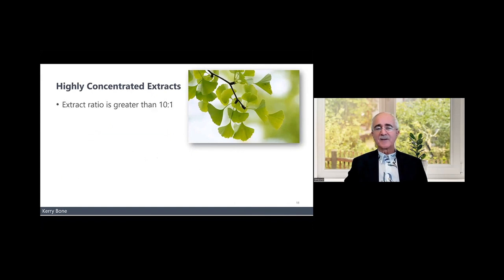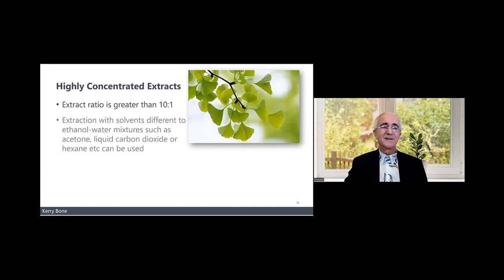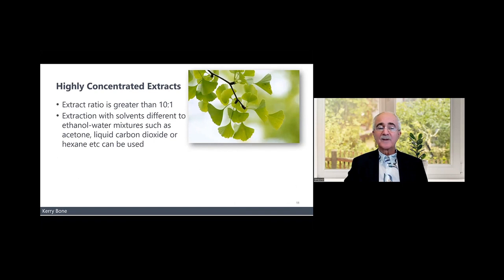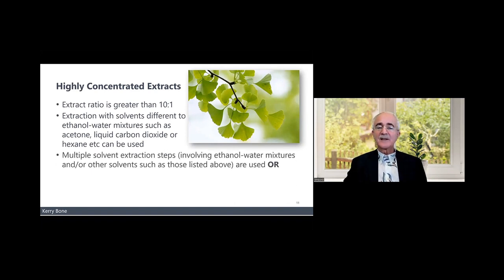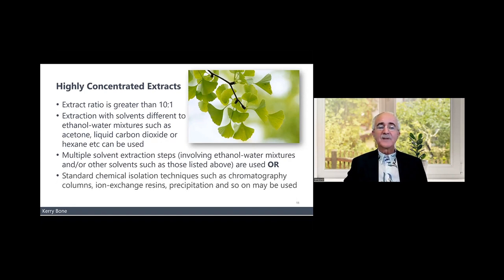Then we have the highly concentrated extracts, and you can see from my image there, ginkgo biloba is one of those. And here the extract is usually much greater than 10 to 1. They're extracted often with solvents, not necessarily, but solvents different to ethanol water mixtures. Unlike the galenical type standardized extracts, for which it's ethanol and water, they might use acetone, liquid carbon dioxide, or hexane if it's more essential oil-like, for example, or more fatty-like. Additionally, they will employ multiple solvent extraction steps involving ethanol water mixtures or the other solvents listed above, or they will use standard chemical isolation techniques such as chromatography columns, ion exchange resins, precipitations, and so on to achieve that high concentration ratio.